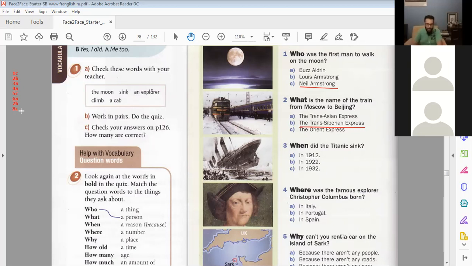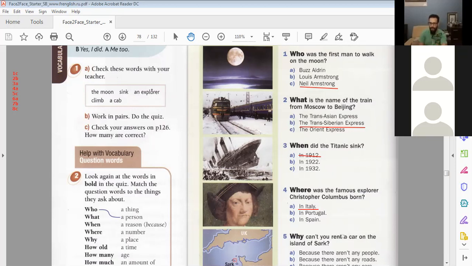Here it says, when did Titanic sink? The correct answer is A, in 1912. Okay. Number 4, where was Christopher Columbus born? He was born in Italy. Okay, my answer is wrong. Yes, you answered Portugal, but he was born in Italy.